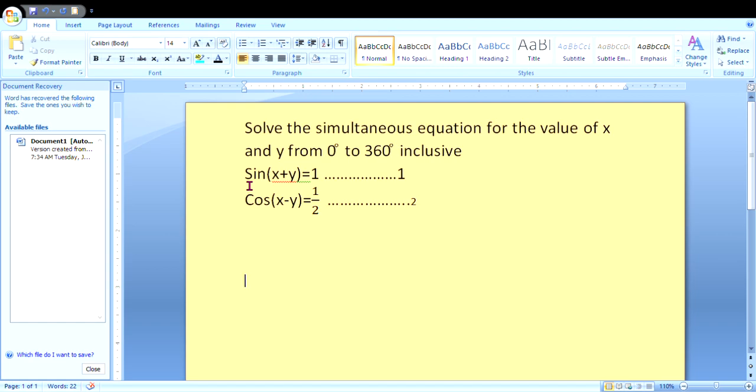Let's look at these questions. They involve trigonometry and also simultaneous equations. As you can see here, this is the sum of angles for both sides, some are the difference of angles from both sides. But here we're asked to find the value of x and y associated with this expression.